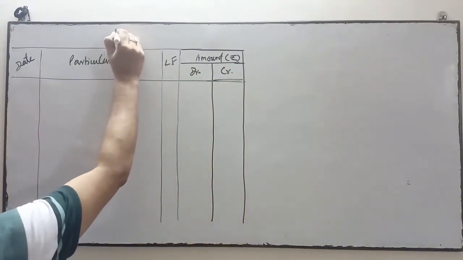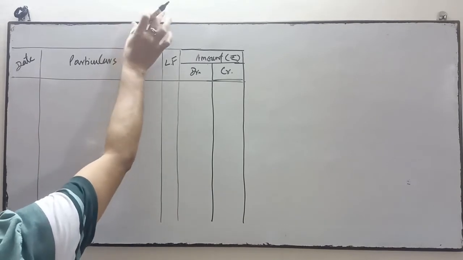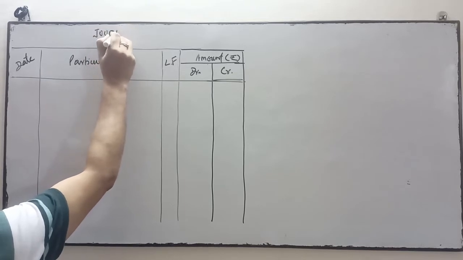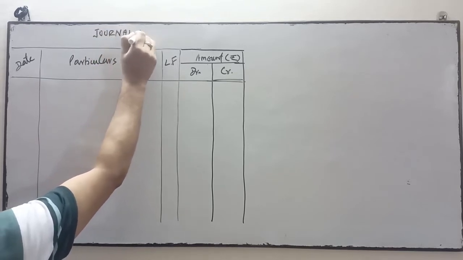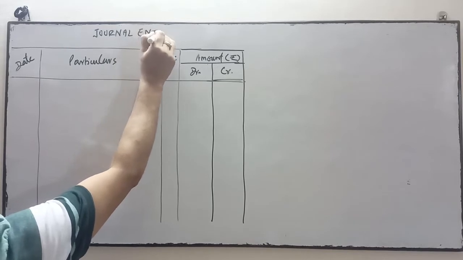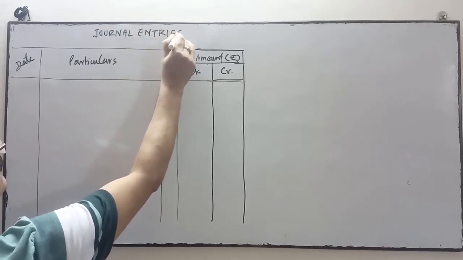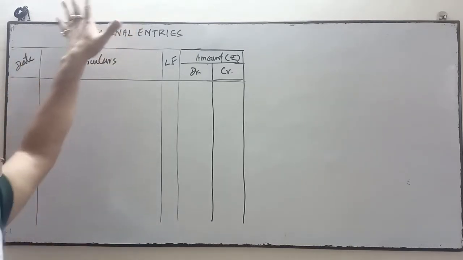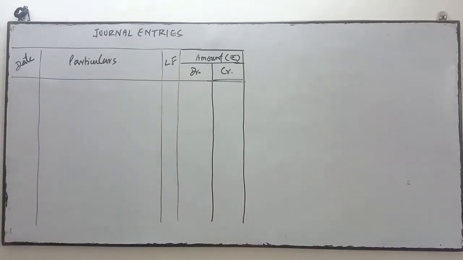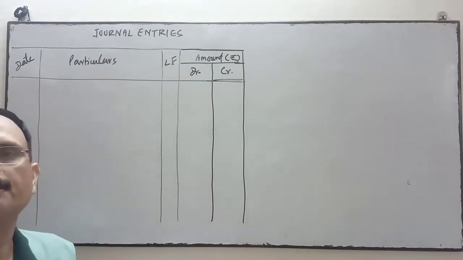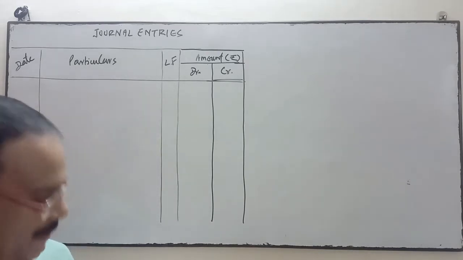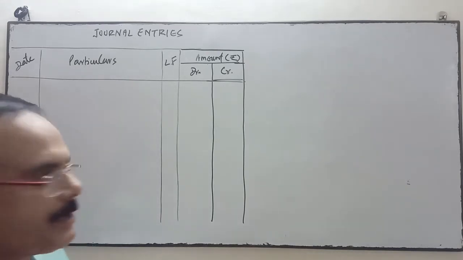At the top we will write the journal entries. If "in the books of" is mentioned, then we will write it at the top. Here "in the books of" is not given, so start with the journal. Provide depreciation on furniture and machinery.